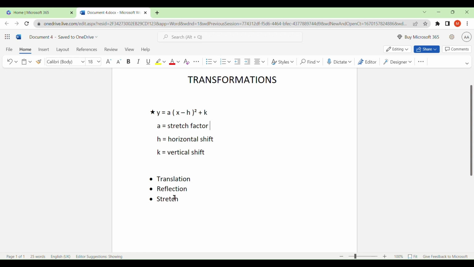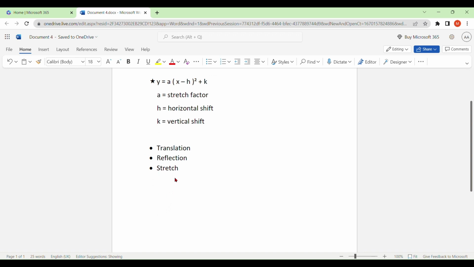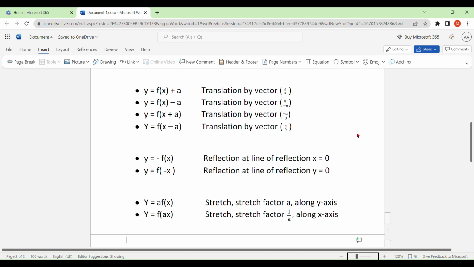There are three basic transformations we will be covering for this chapter, which are translation, reflection, and stretch. These are all the possible equations of translation, reflection, and stretch. So the first one being y is equal to f(x) plus a. Keep in mind, if a or any coefficient is outside the bracket, hence outside f of x, it means that the y coordinates are changing. However, if it is inside the bracket, so x plus or minus a, or ax, it means that the x coordinates are changing.